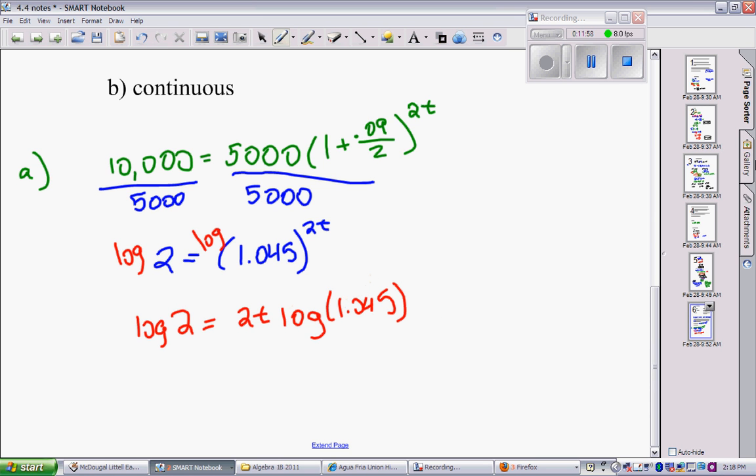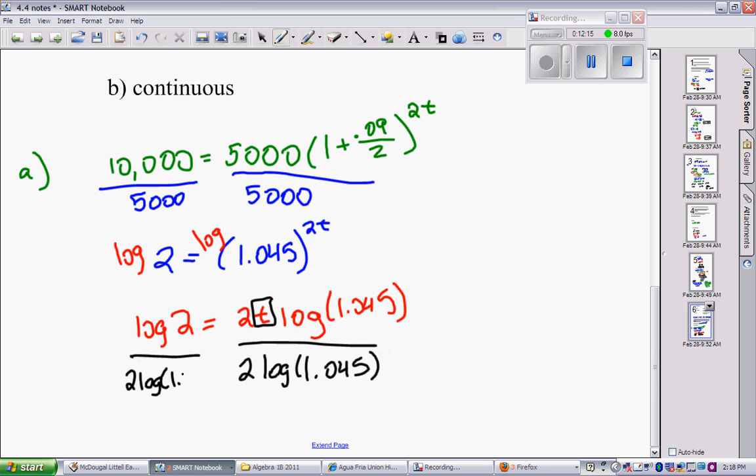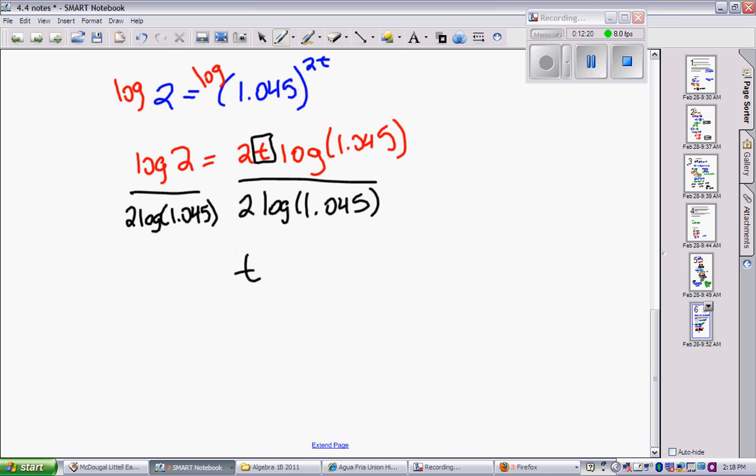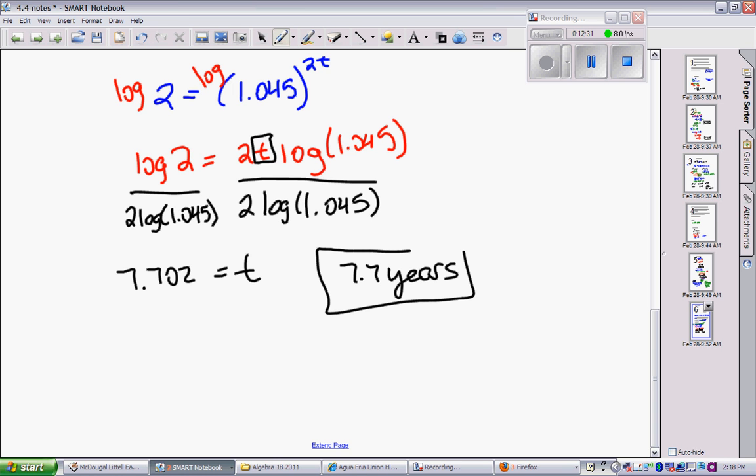So we need to get that t alone, isolated. Divide by 2 log 1.045. So you get t to be 7.702. So your money will double in 7.7 years if compounded semi-annually.